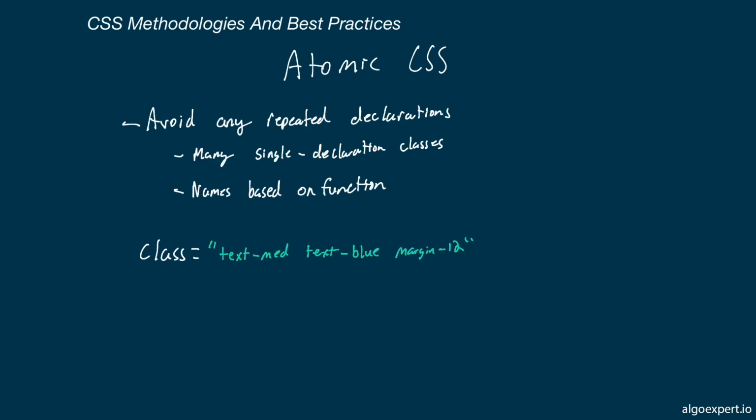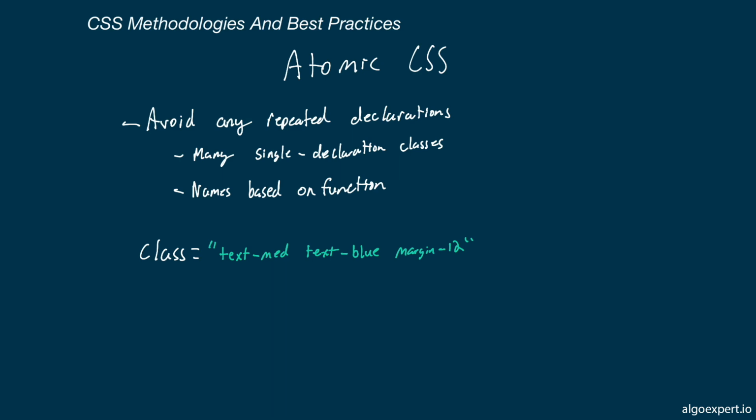And next, we have atomic CSS, which is a fairly simple concept. The idea here is to avoid any repeated declarations and make CSS classes for them. Then these classes will get names based on their function. For example, we might have a paragraph with the classes text-medium, text-blue, and margin-12 to make that paragraph have medium-sized text, blue font, and 12 pixels of margin.